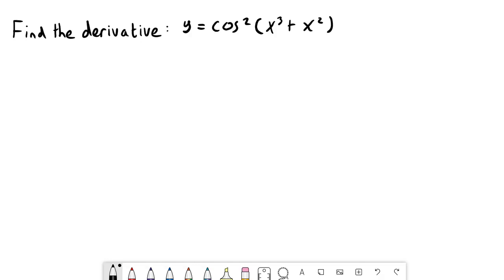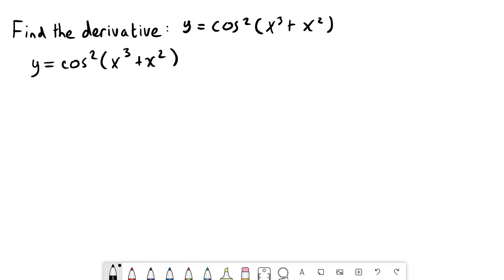Alright, we're going to keep going with these chain rule examples, and we're going to be looking at a kind of difficult problem where there's a lot going on, and we have to find the derivative of it. So let's see. y equals cosine squared of x cubed plus x squared.